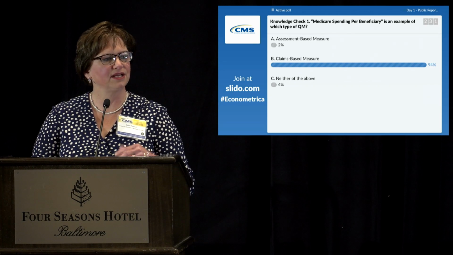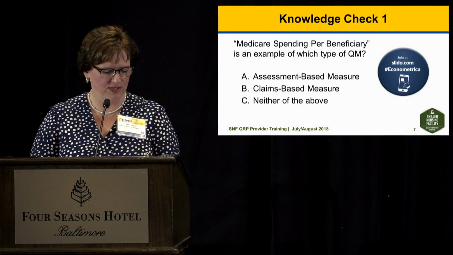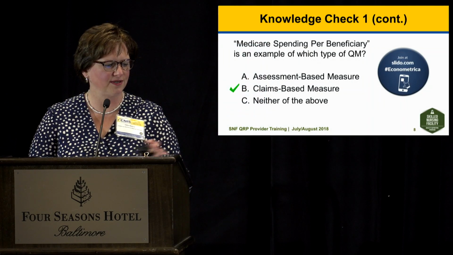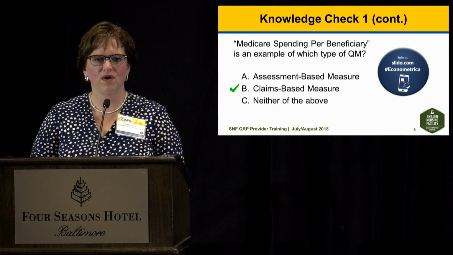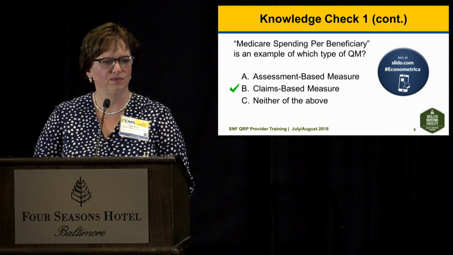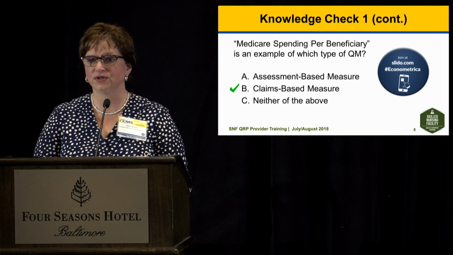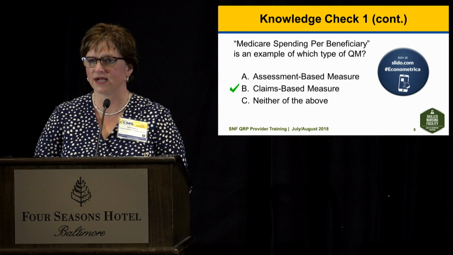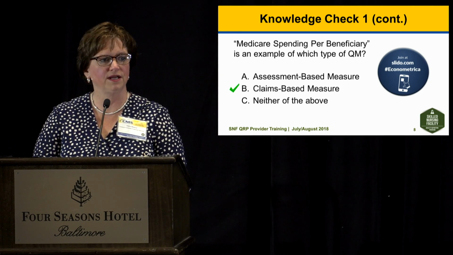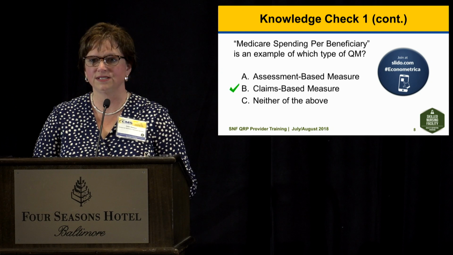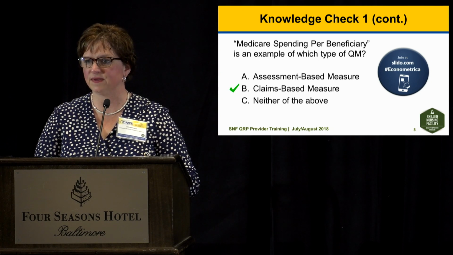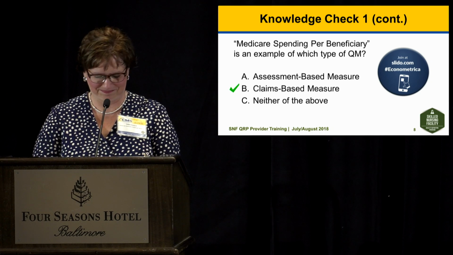And it looks like things are sort of slowing down, so let's check out the answer. And overwhelmingly, we saw that the majority of you responded that the correct answer is the claims-based measure, and that's correct. MSPB, or Medicare spending per beneficiary, is a Medicare fee-for-service claims-based measure. Nice job.